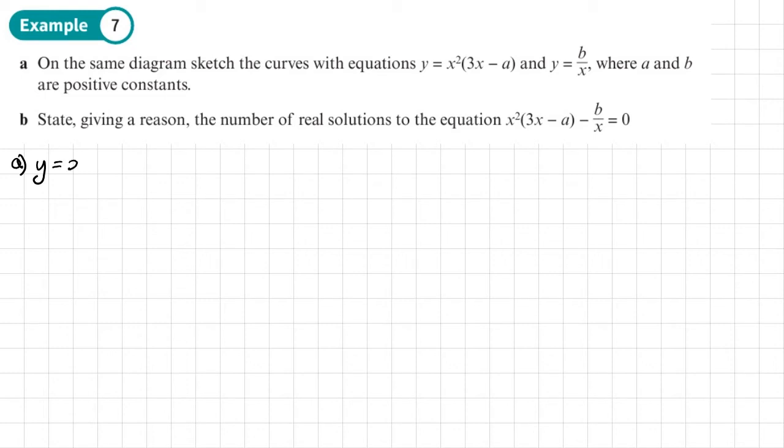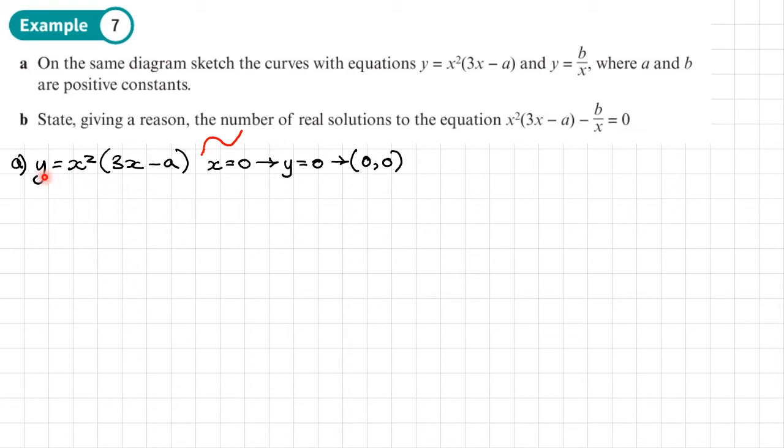So y equals x squared times 3x minus a. So I can see this is a cubic, and it's a cubic where the coefficient of the x cubed is going to be positive. So I'm expecting a cubic to get this type of shape. So let's start by making x equal to 0. If we make x equal to 0, this is 0, so it doesn't matter what this is. Anything times 0 is 0, so y equals 0. So that gives us the coordinate 0, 0.